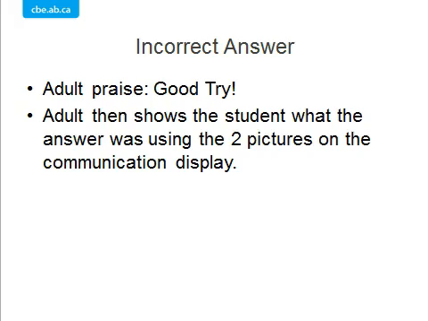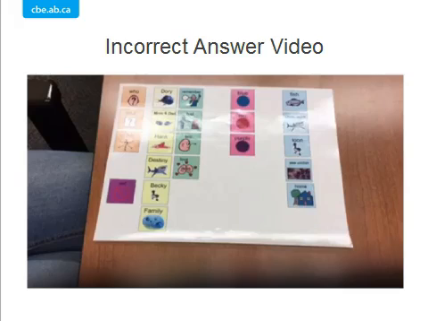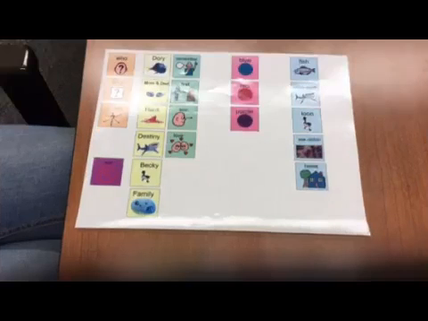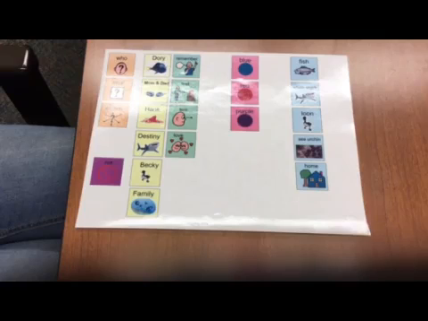Instead, I am supporting the student's language development using pictures and also developing my own skills. My skills of using pictures to support communication and language development. Remember, we are building skills for both the student and the adult, not testing our student. Here is a short video showing what to do if a student gives an incorrect answer. This video shows me prompting a student after an incorrect answer is given.